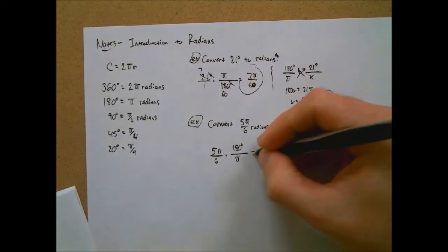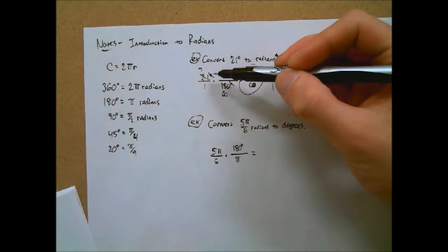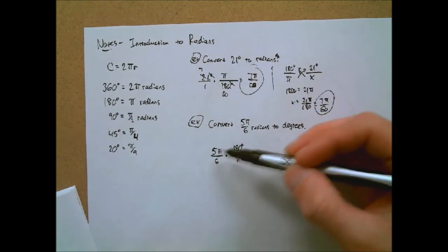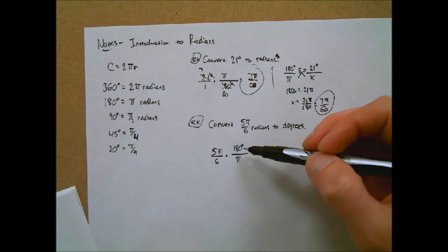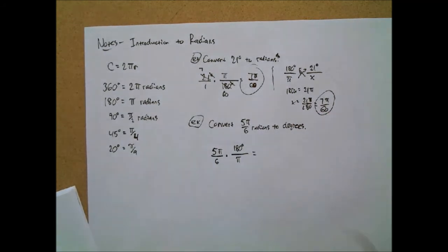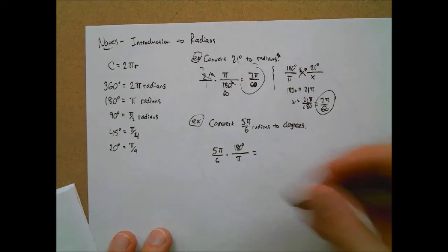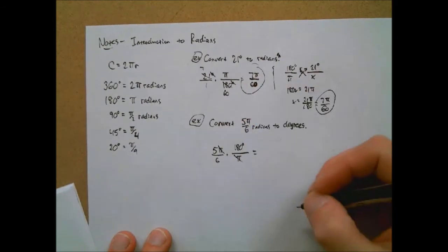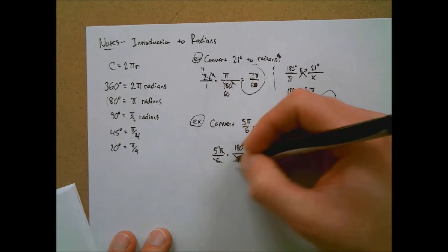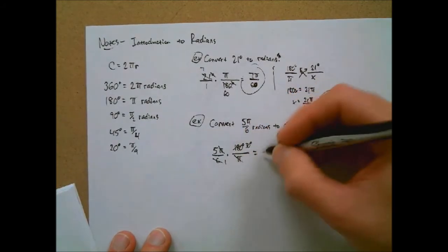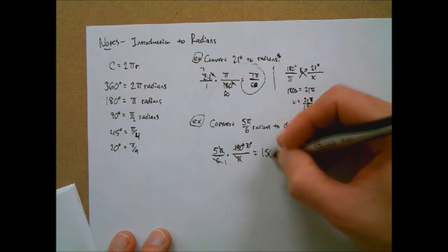Up here, we had degrees, so I needed degrees in the denominator so that the new units would cancel. Here, since I'm starting with radians, I need radians in the denominator, so those units will cancel, and I'm left with degrees in the numerator. What simplifies here? What cancels? Pi. Anything else? Yeah, they both divide by 6, so we're left with 1 there, 30 here. So 5 times 30, 150 degrees.